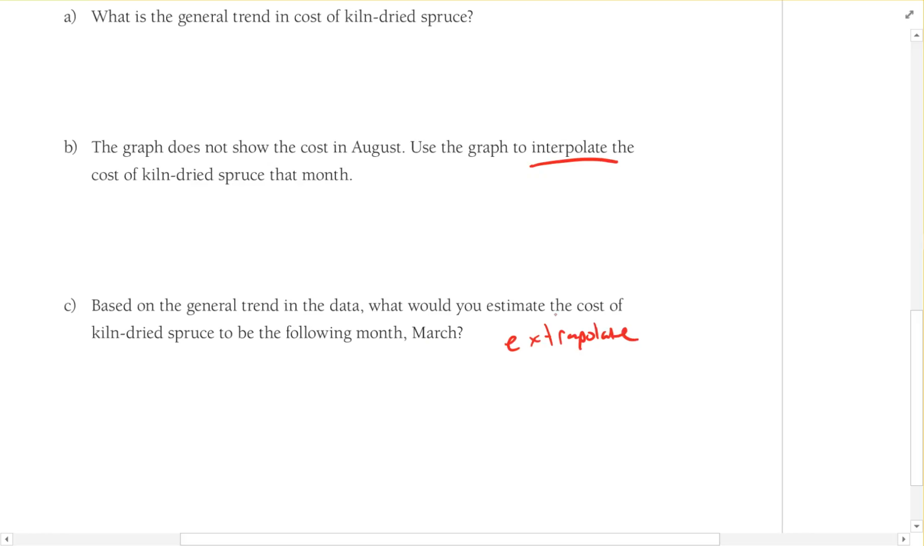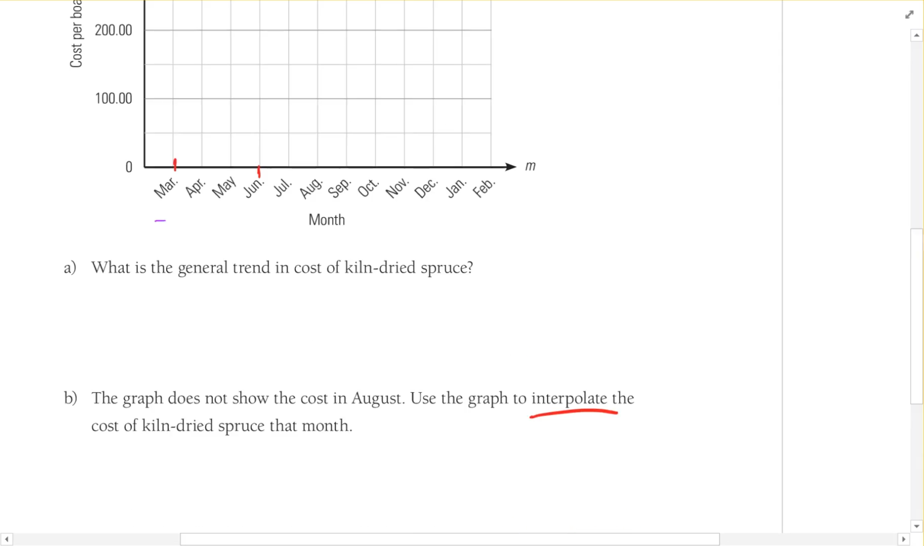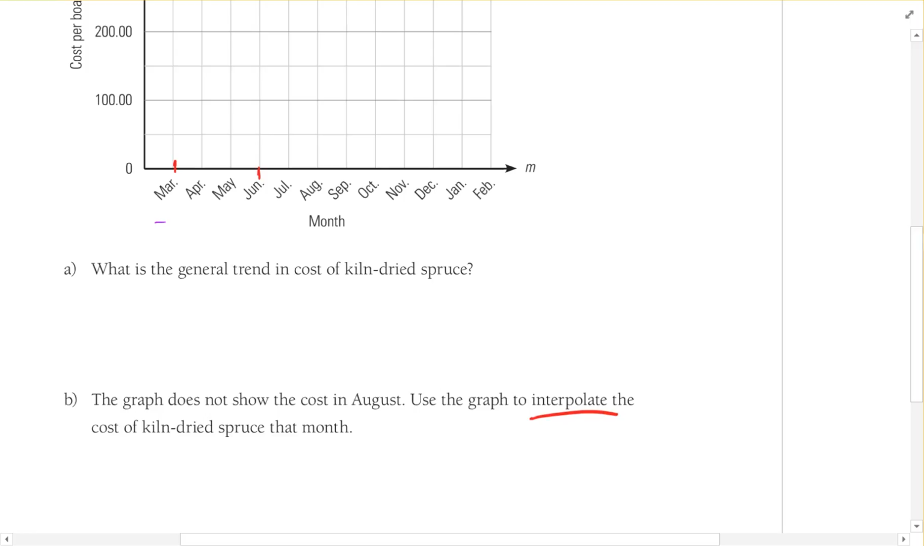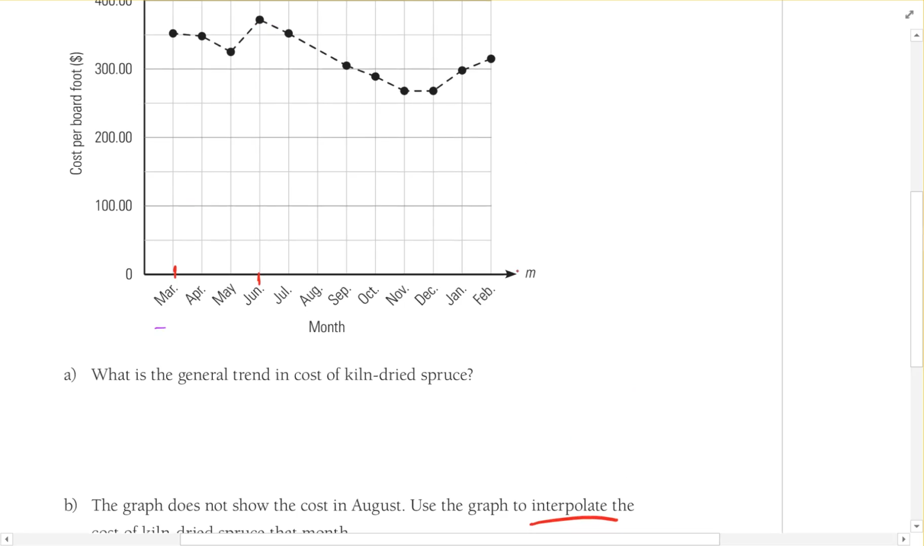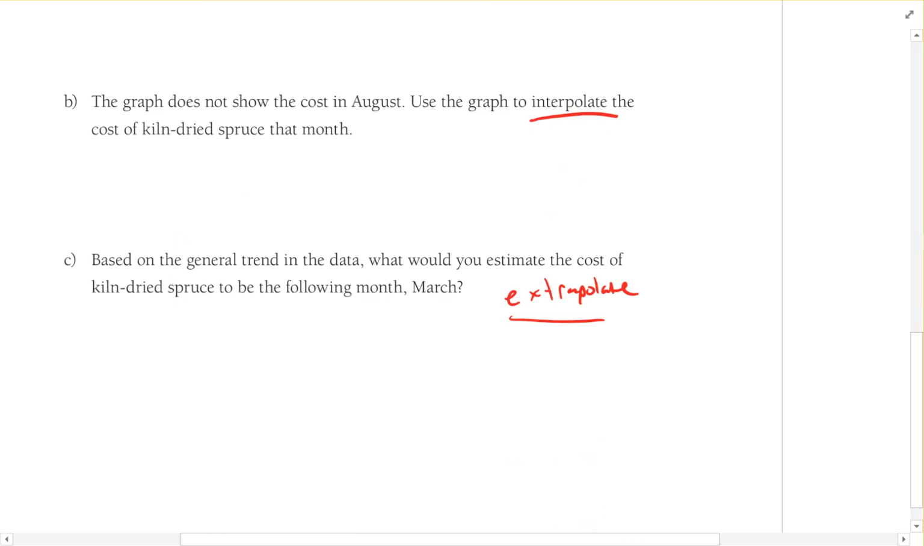Right? Instead of interpolate, we're figuring out what it would be the following month, like after February. So right here, pretty much, we're saying in March. What do you think it would be? So I'll let you go ahead and give me a reasonable number that you think it would be there. All right.